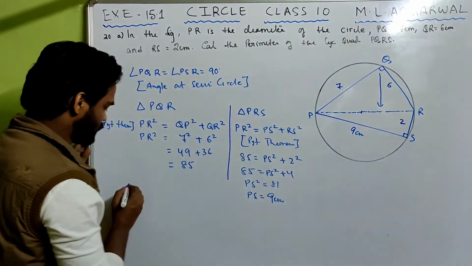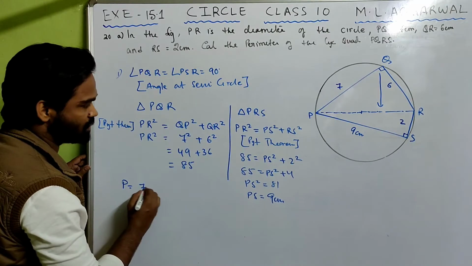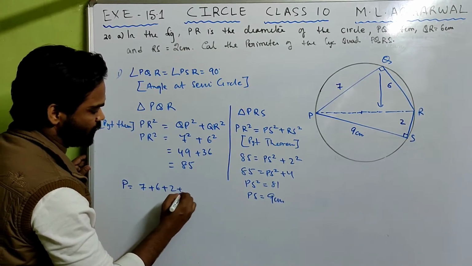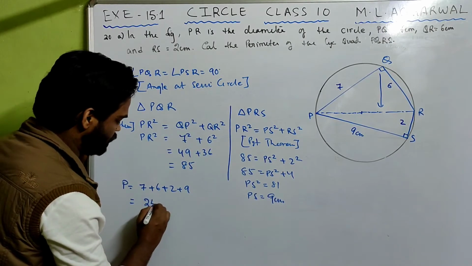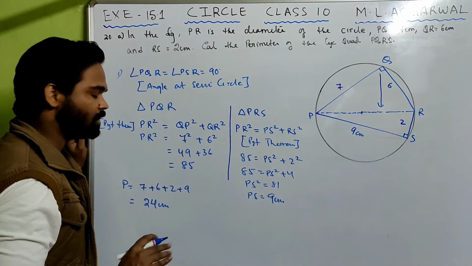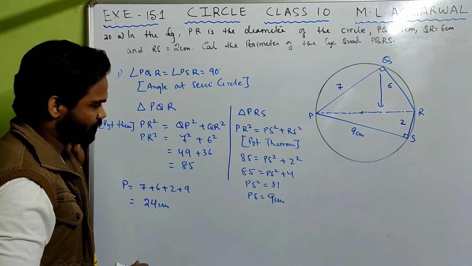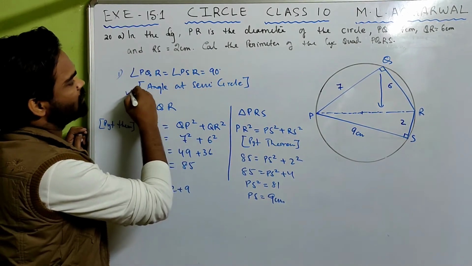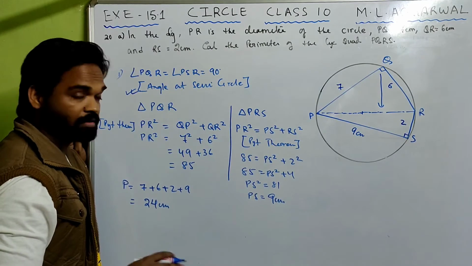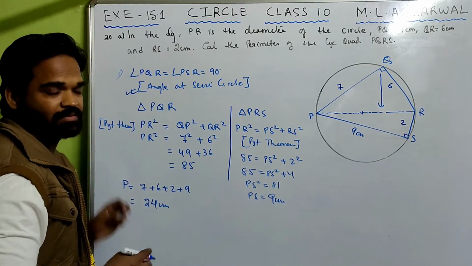So the perimeter, if you look carefully, will be 7 plus 6 plus 2 plus 9. That's 13, 15, that's 24 centimeter. Clear? Very easy, okay? Just use Pythagoras theorem and this angle at semicircle. Done. Now let us look at the next sum.